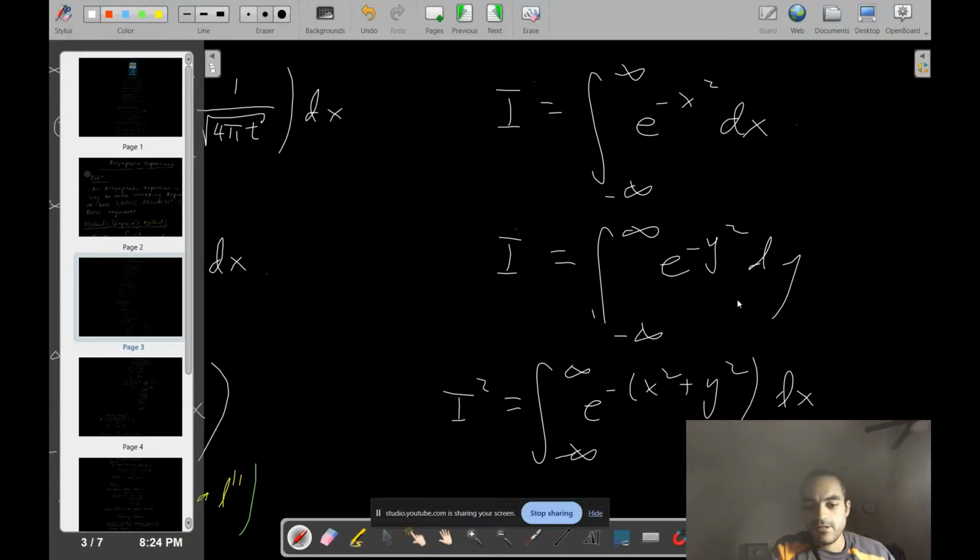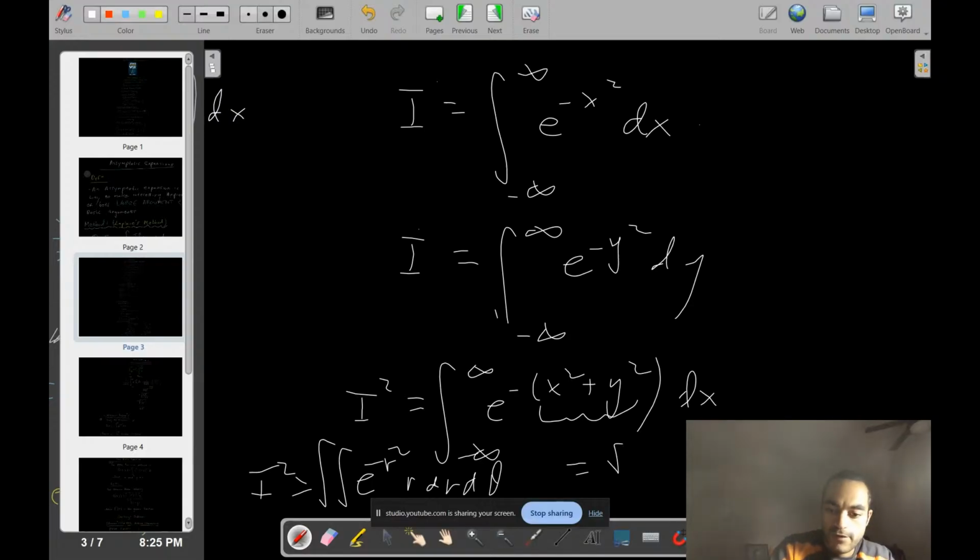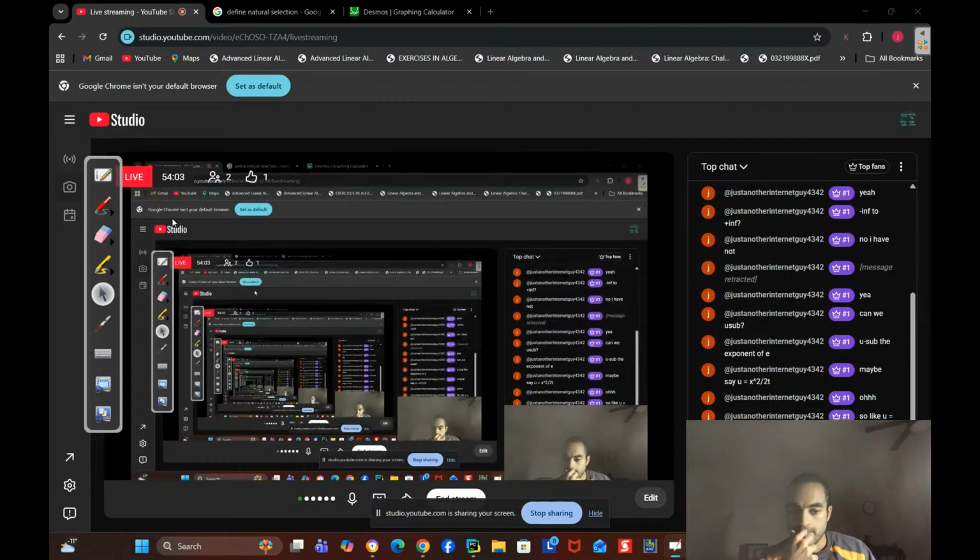Then from here, you needed to get I squared equal to the double integral of e to the negative r squared. How do I know that? That's polar. X squared plus y squared is a circle. E to the negative r squared, r dr d theta. We showed that we got root pi from this after square rooting the I. Is that ringing a bell? Just let me know. Hopefully it's ringing a bell.